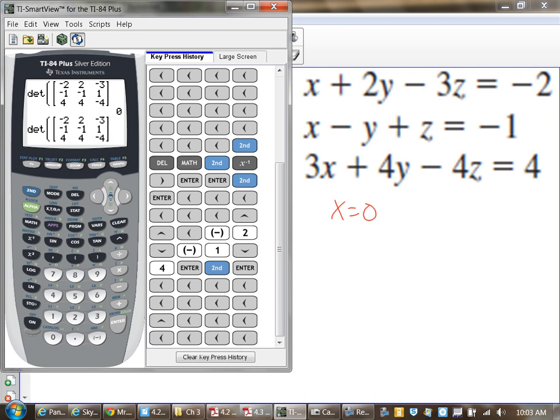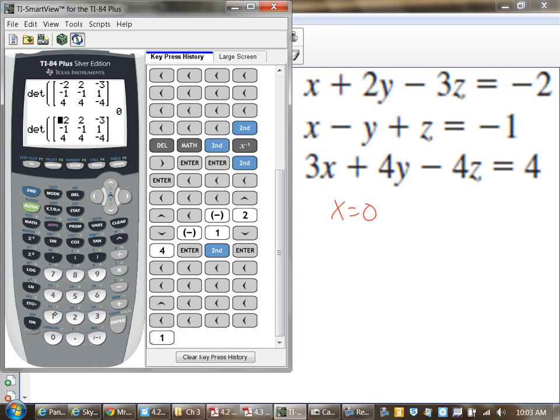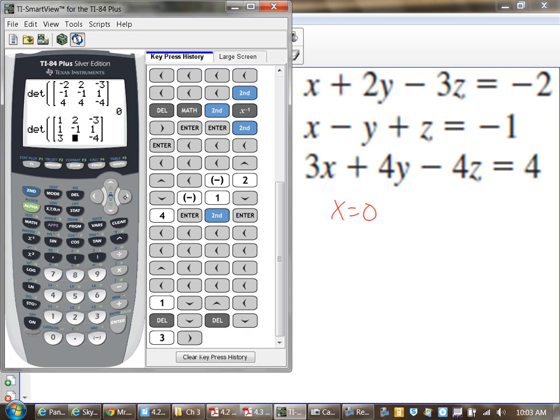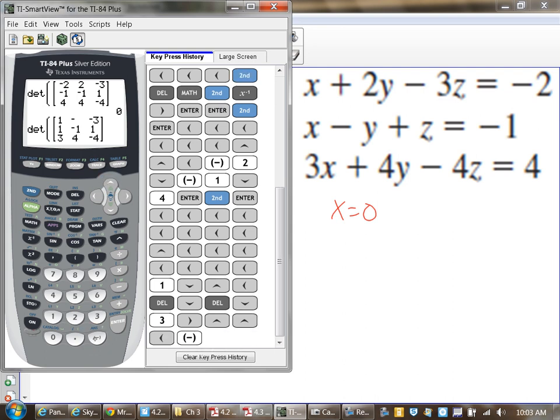I'm just gonna change my first column back to 1. It's easier to just go back up. It's up to you how you want to do it. I'm just going this way. 1, 1, 3. 4, -1. It's gonna be 9. And in this case, we get -35.